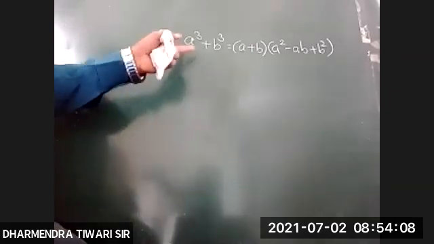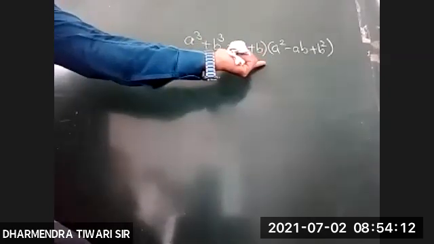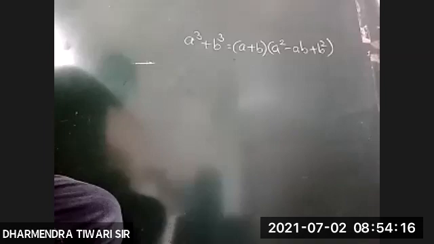Very simple. We just have to take a plus b in the first bracket, and then multiply it by a square minus ab plus b square. Actually, this can be easily derived. If you want, I can derive it for you.